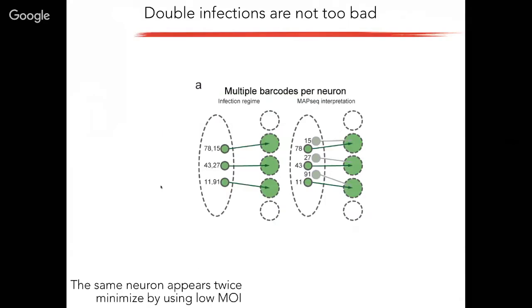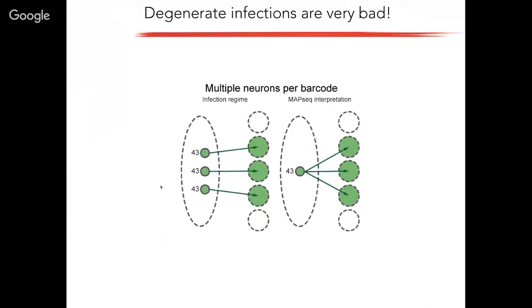just a technical note, many of you are probably worrying about double infections. What if you get two barcodes into the same neuron? In the interest of time, I'm not going to go over why that's not bad, but it isn't bad, and you can ask me during the questions. What would be bad would be degenerate barcodes, insufficient barcode diversity that would end up with the same barcode ending up in 3 different neurons, and that would be disastrous. So we go out of our way to avoid that, and then we confirm that we avoided it.